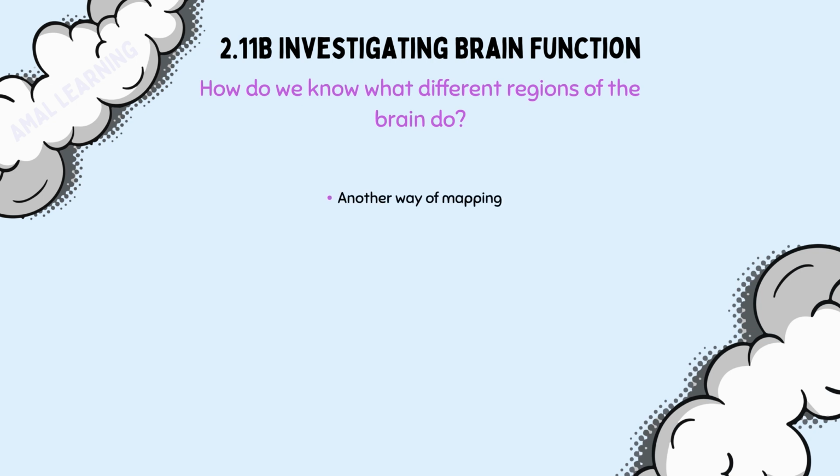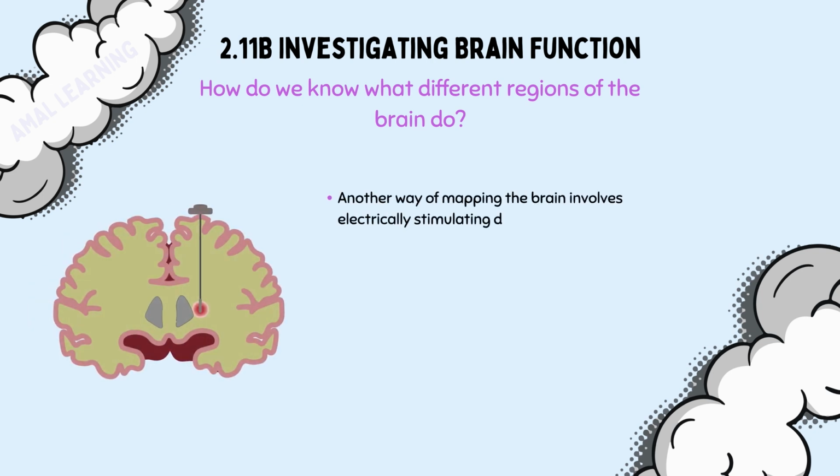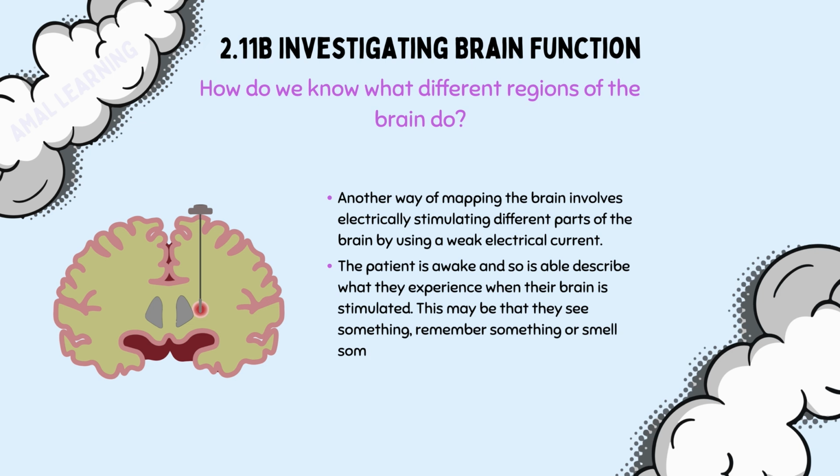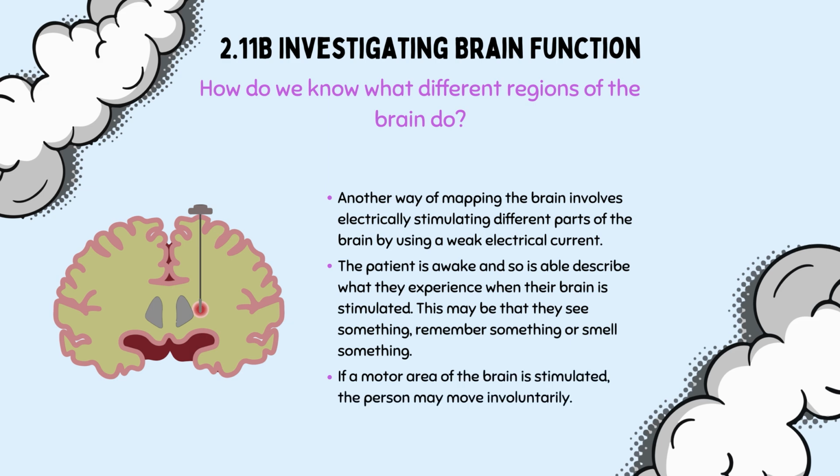Another way of mapping the brain involves electrically stimulating different parts of the brain by using a weak electrical current. The patient is awake and so is able to describe what they experience when their brain is stimulated. This may be that they see something, remember something, or smell something. If a motor area of the brain is stimulated, the person may move involuntarily.